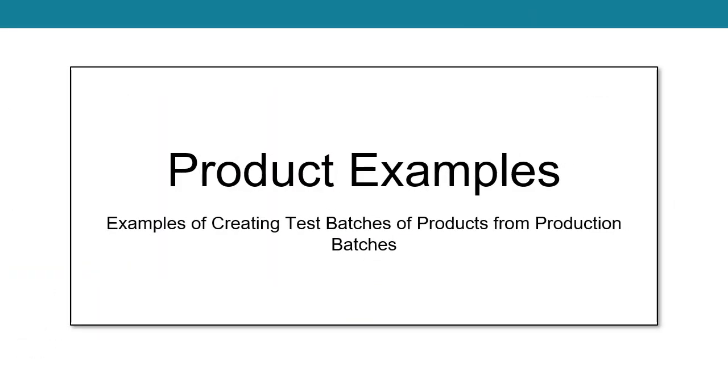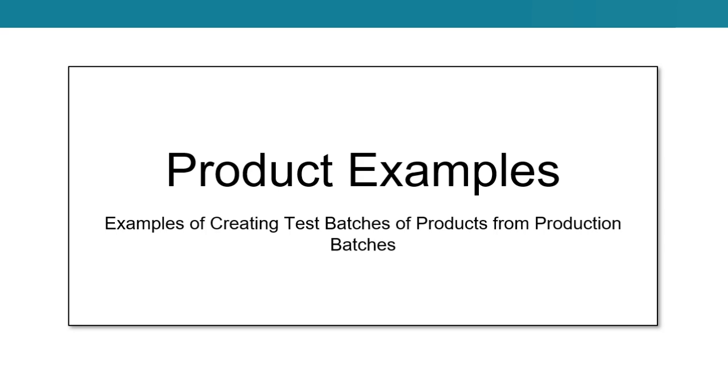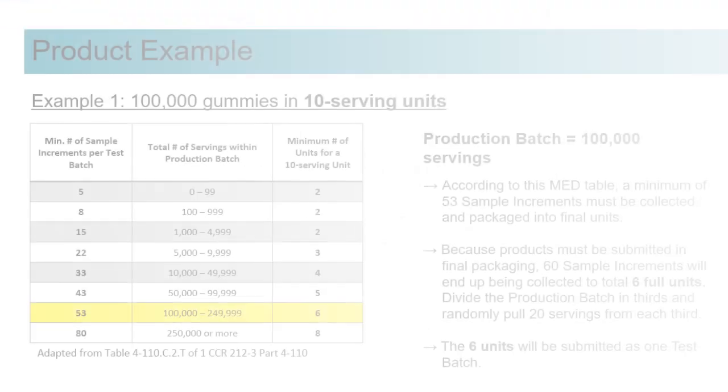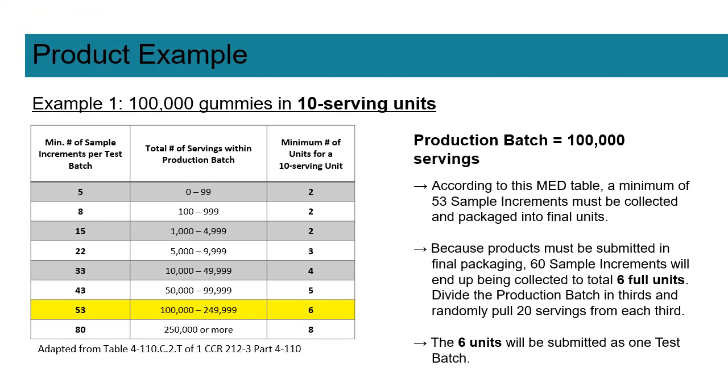Product examples. Examples of creating test batches of products from production batches. Example 1, 100,000 gummies in units of 10 servings each. In this example, the production batch is 100,000 servings.